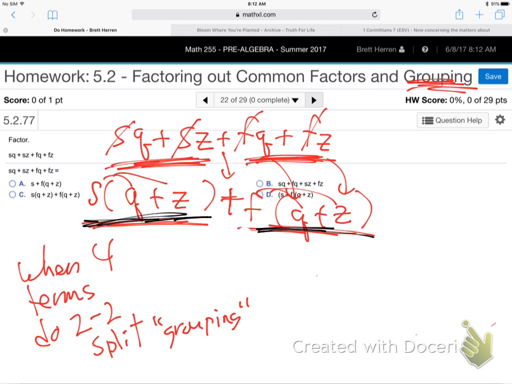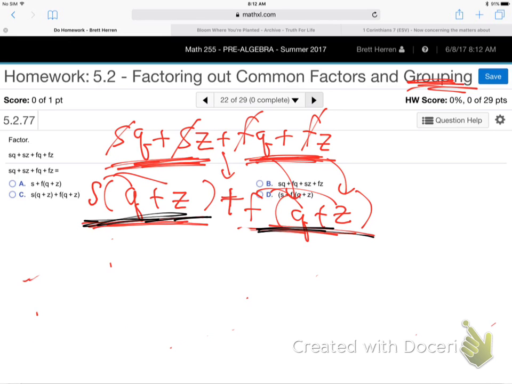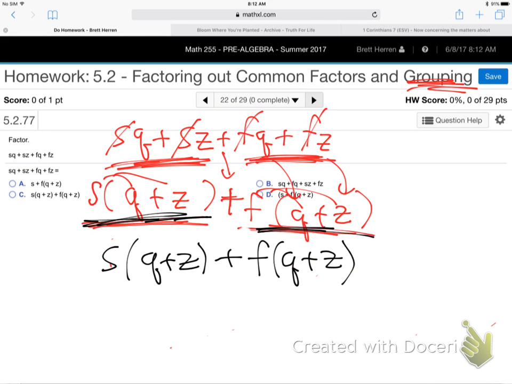The parenthesis Q plus Z, right? It's kind of messy. Maybe if I cleaned it up a little bit, let me write it more neatly. You can maybe see it a little better. S parenthesis Q plus Z plus F parenthesis Q plus Z. See it now? See how they both have that?